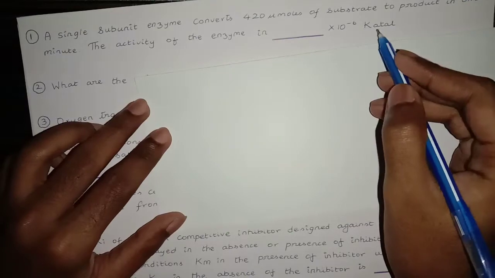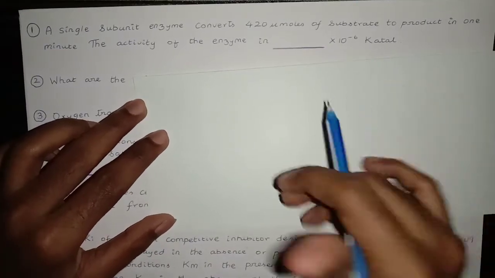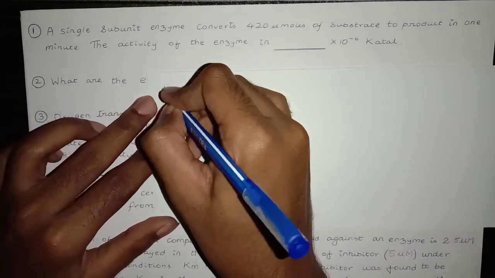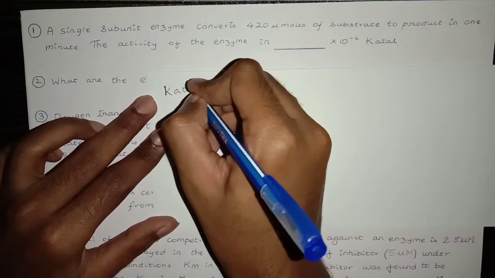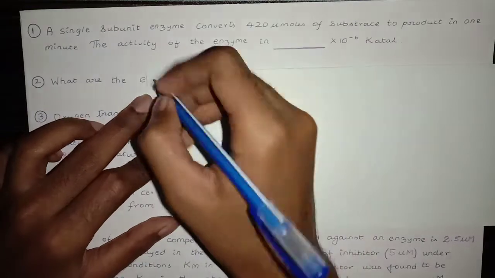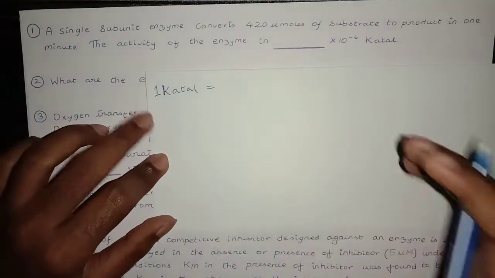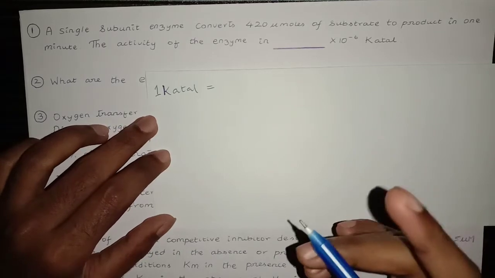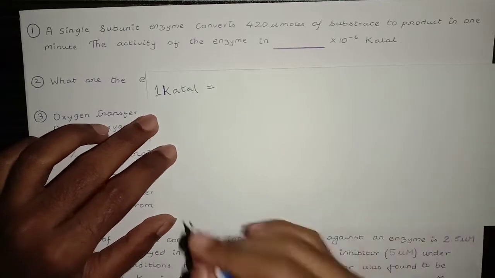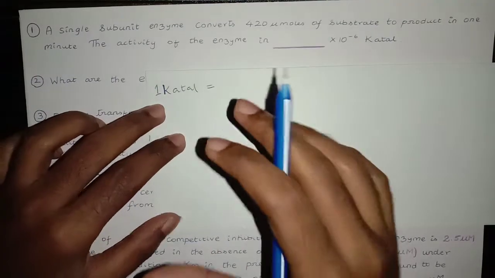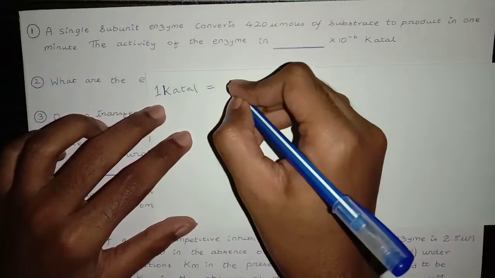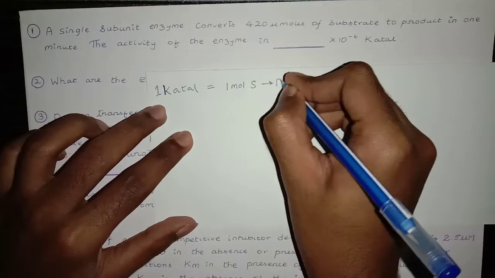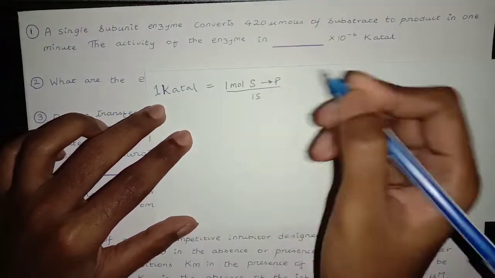First, the activity has to be found in units of katal. So let's define what is katal. The activity of an enzyme is said to be 1 katal when 1 mole of substrate is converted into product per second. That is, an enzyme has an activity of 1 katal when 1 mole of substrate is converted to product in 1 second.